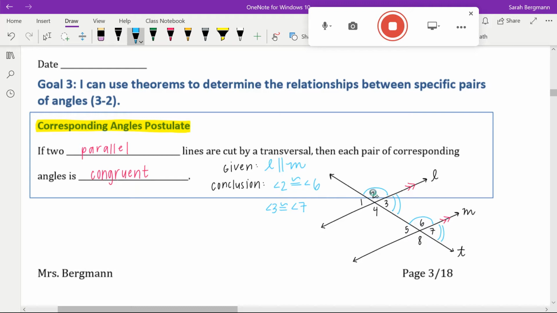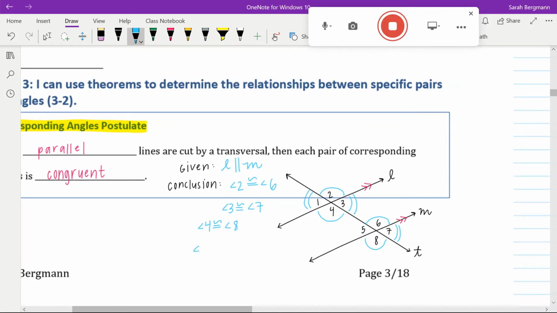Now think about this. Angle 2 and angle 4, these are vertical angles. We already know angle 2 and angle 4 are congruent. Now we also know angle 4 must be congruent to angle 8 because they are corresponding angles. I know that angle 2, 4, 6, and 8 all have the same measure. They're all congruent to one another. Finally, the last pair is angle 1 congruent to angle 3.